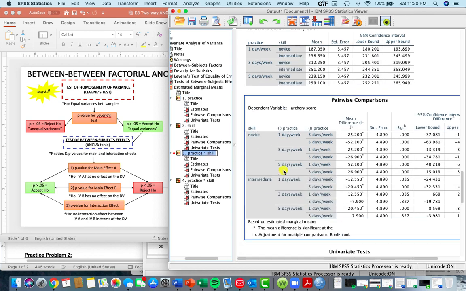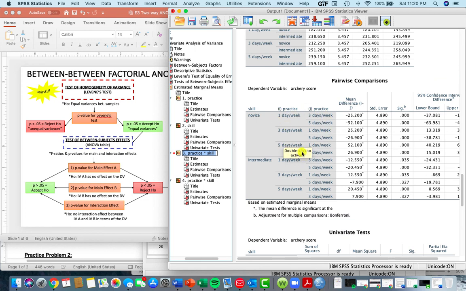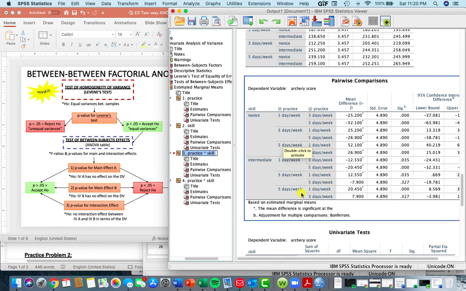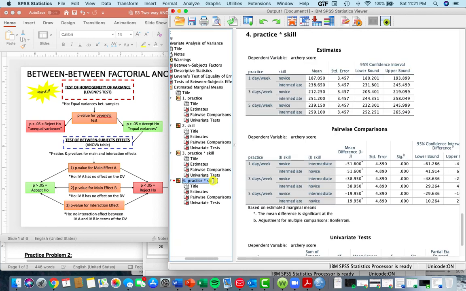So when we look at the interaction effect, we can say, well, is there a particular group in which 1 day is significantly different from 3 days, or 1 day from 5 days, or 3 days to 5 days? Right? And you could see that all of these pairs are significant for novice people, but not all of the pairs are significant for intermediates. So that's where the value comes in with interaction effects. And the way that you phrase your interaction effects is based on your research question. For our class, we always look at both.